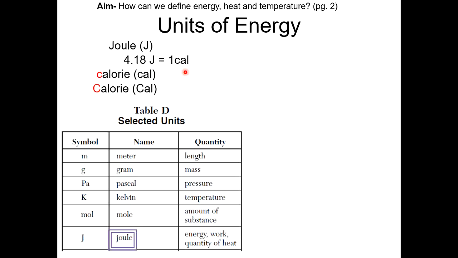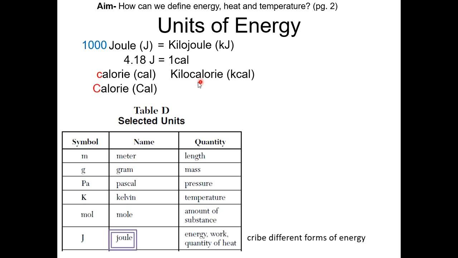The other unit that you must know is kilojoule. 1000 joules is 1 kilojoule. For the lowercase calorie, there is a kilocalorie, in which 1000 lowercase calories is 1 kilocalorie. To compare the lowercase calorie with the uppercase calorie, 1000 lowercase calories is 1 uppercase calorie.